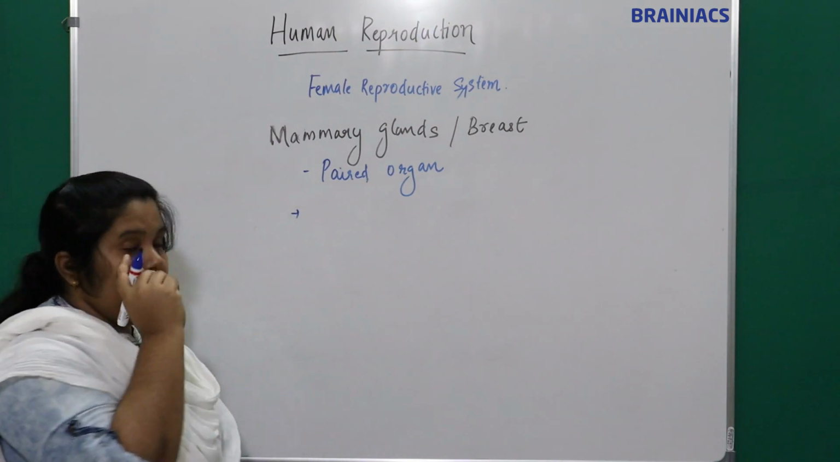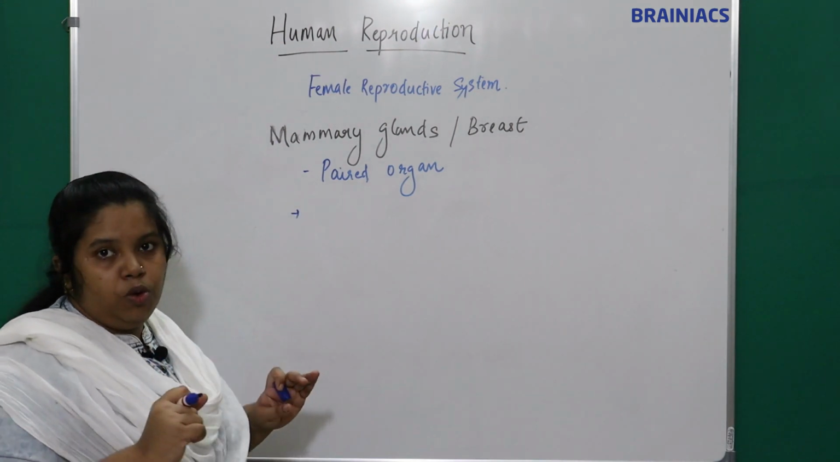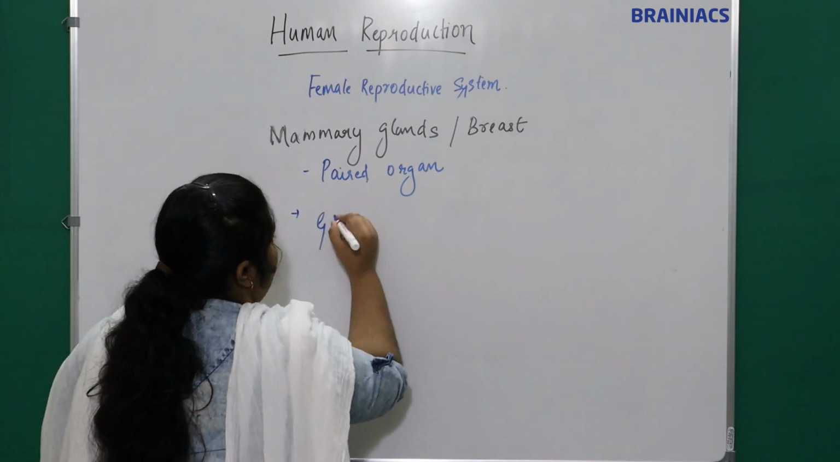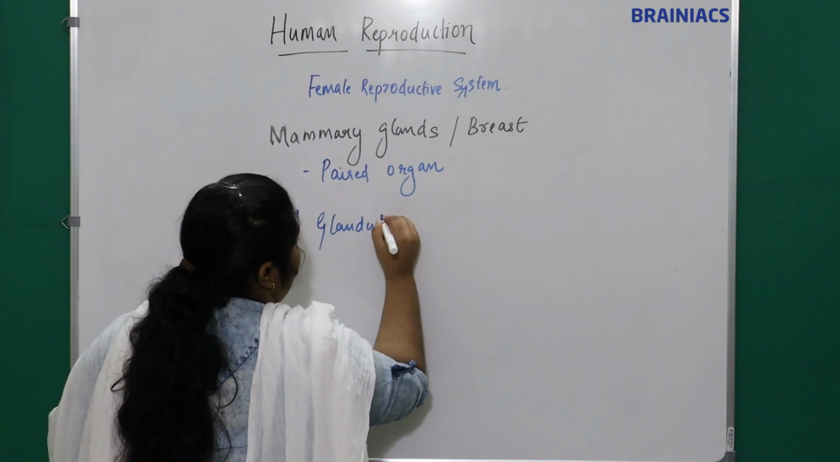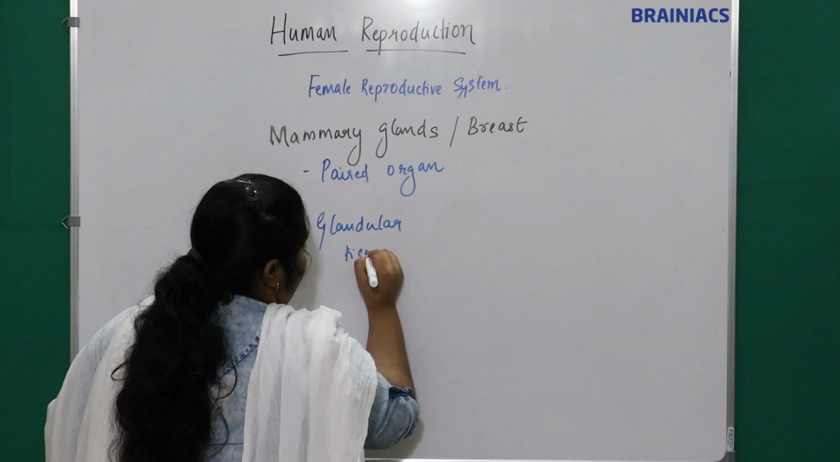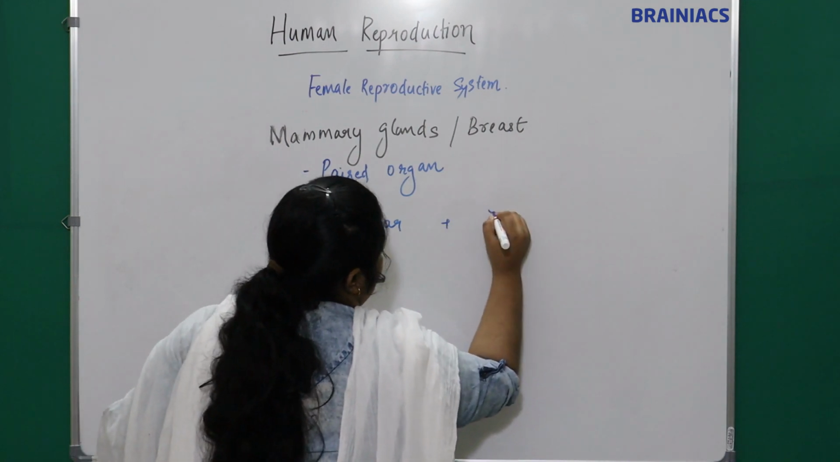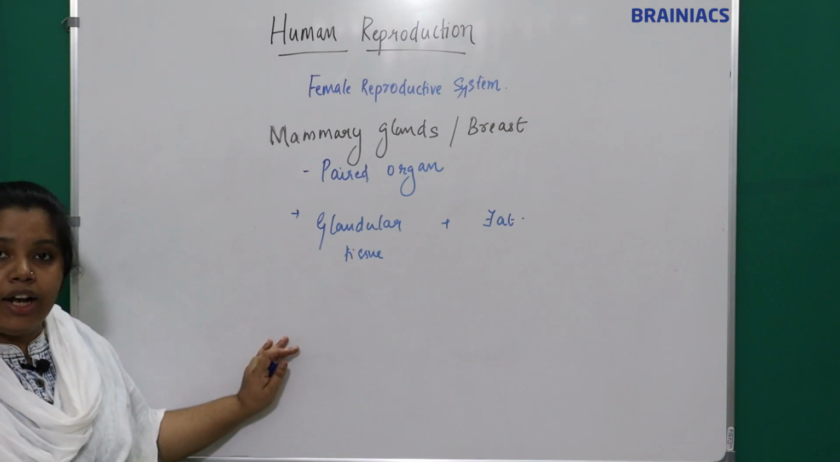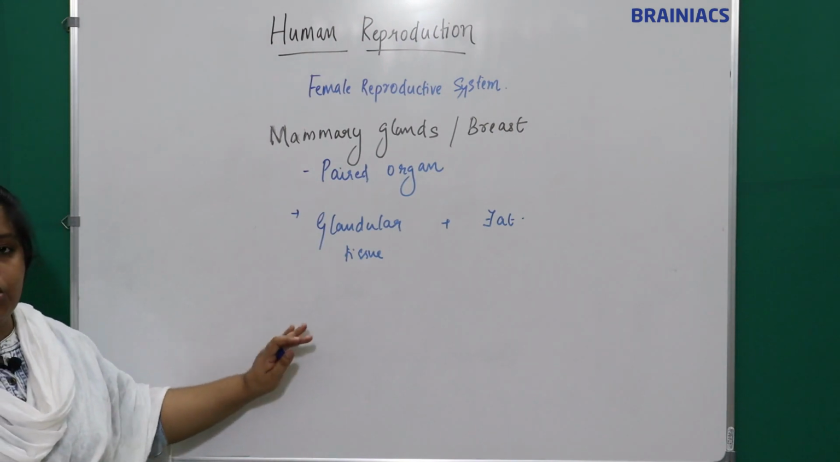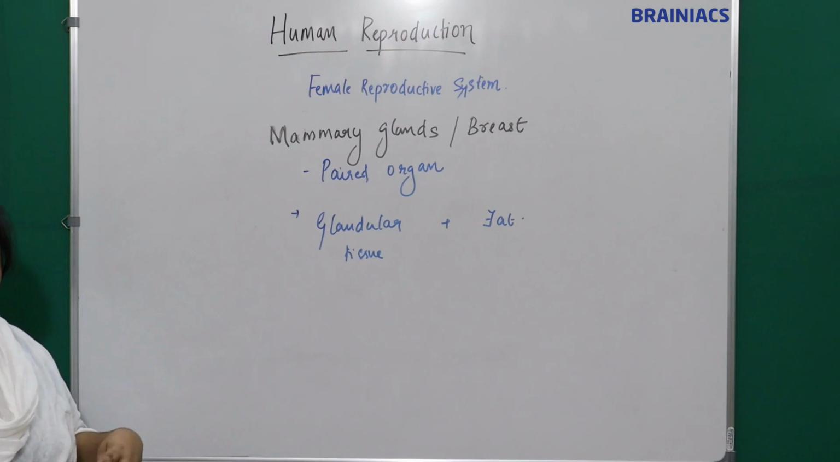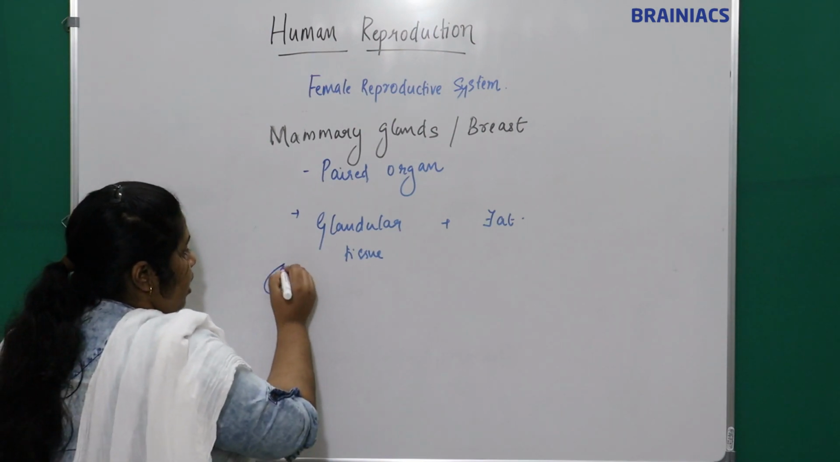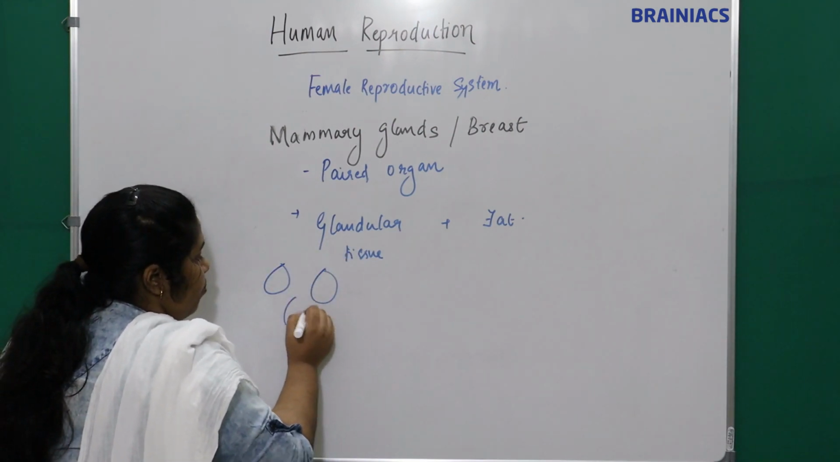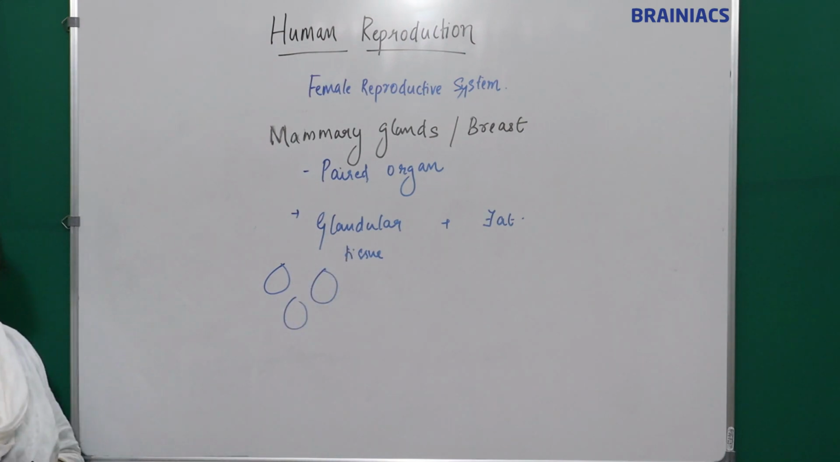It is made up of two types of tissues. What are the two types of tissues? It has glandular tissue and fat tissue. How are the glandular tissues arranged? The glandular tissue is arranged in lobules.